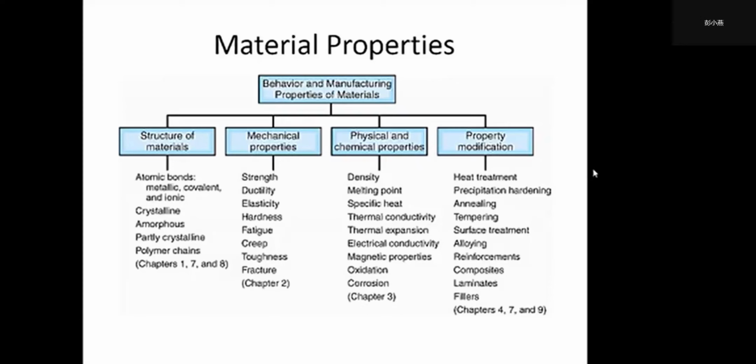So before starting the mechanical properties, we need to know the internal structures, the crystal structures of different kinds of metals and also polymers. Mechanical properties include strength, ductility, elasticity, hardness, fatigue, and creep.